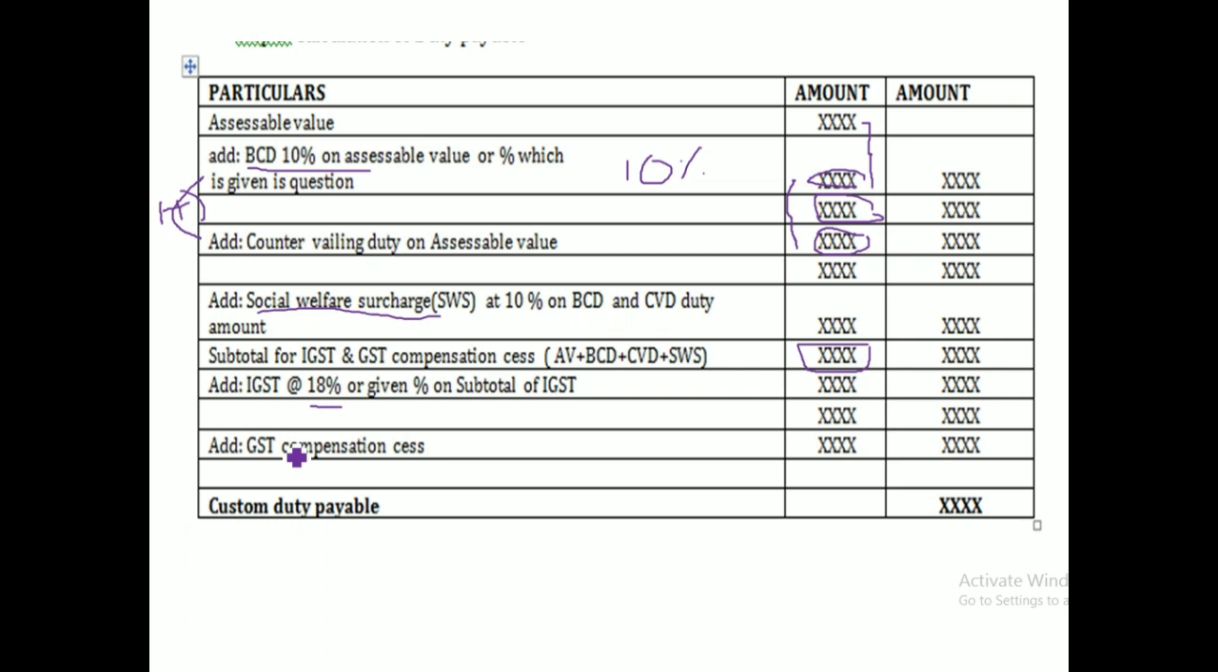Afterwards, GST compensation cess is applicable only on specific goods, that too luxurious goods. Already I have explained, luxurious goods which belong to section 8 of the GST Compensation Cess Act of 2017. If they belong to that, it is applicable, otherwise it is not applicable. Based on that we add this, and we arrive at the calculation of custom duty payable. So this is how we calculate the custom duty payable. Okay, thank you.